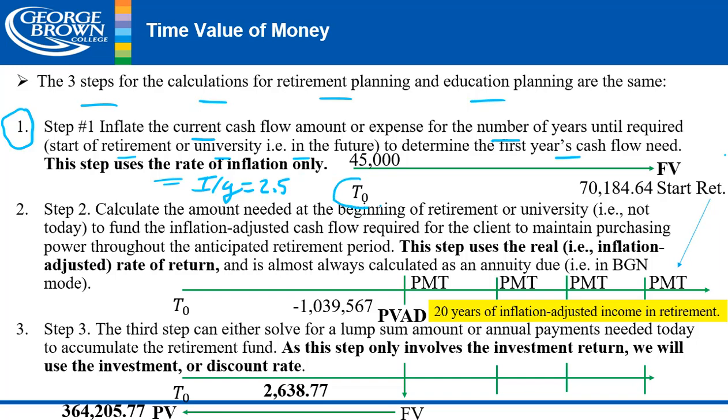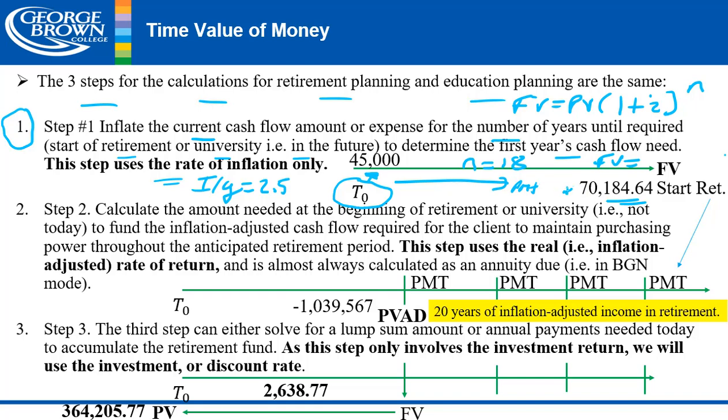So we can see here at time 0, John wants to preserve purchasing power of $45,000 in today's dollars, but he's planning to retire in 18 years, so N equals 18. Present value equals 45,000, N equals 18, I/Y equals 2.5. There are no payments in between, so the future value is going to equal 70,184.64. We can use algebra. Future value equals present value times (1 plus I), that's the 2.5%, to the power of N, that is the 18 years, okay?